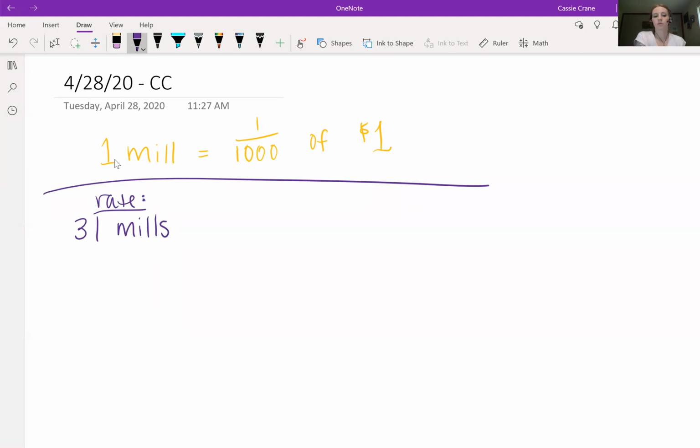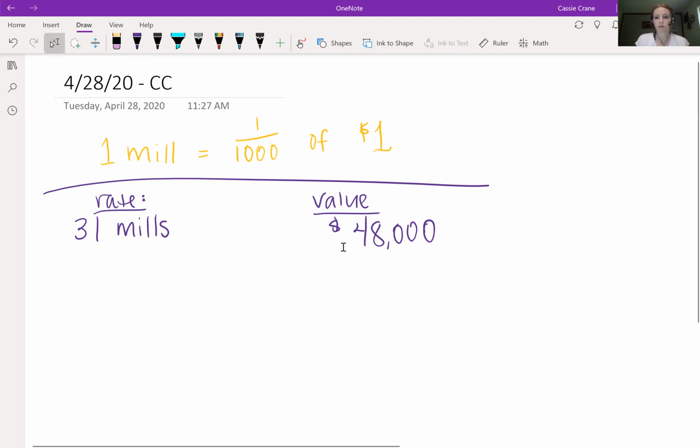And the value of your home is $48,000. We're just going to calculate the property tax. So what we do is we multiply, but we have to convert the number of mills into a decimal form, because we know 1 mill is equal to 1/1000th of a dollar. To do that, we can just set this up over 1,000. Whatever your number of mills or rate of mills is, you can just set it up over 1,000, which is the same thing as dividing.